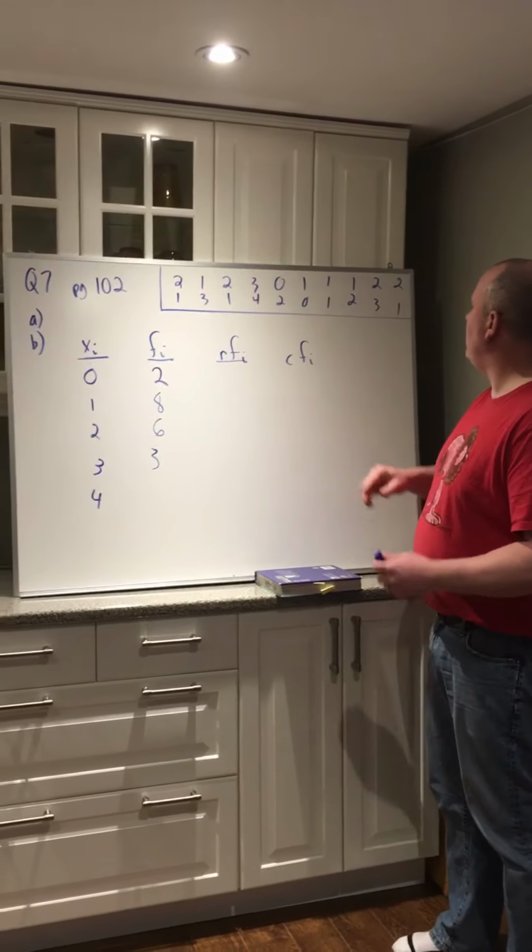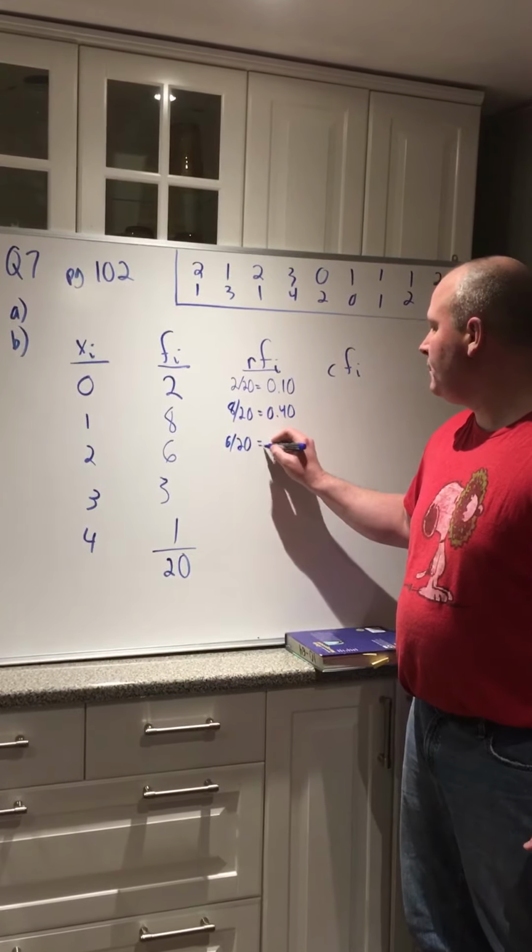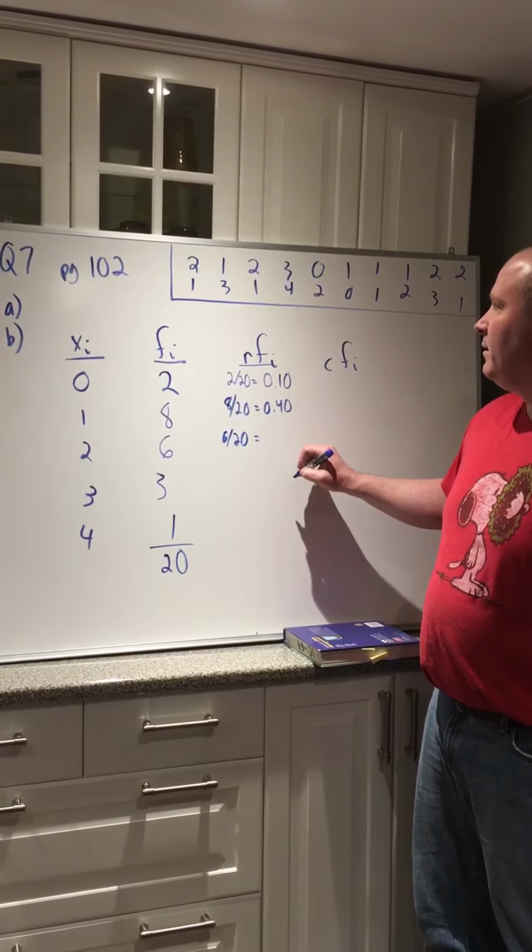Relative frequency, remember, is going to be the frequency divided by the total. So this is going to be 2 divided by 20. And so the relative frequency would be a percentage, basically. And this, of course, is 10%. 8 out of 20 is 40%. You can, of course, use your calculator if you want to. 6 out of 20, that's going to be 30%, or 0.30. 3 out of 20, that's going to be 15%, 0.15. And then 1 out of 20, that's going to be 5%, or 0.05.